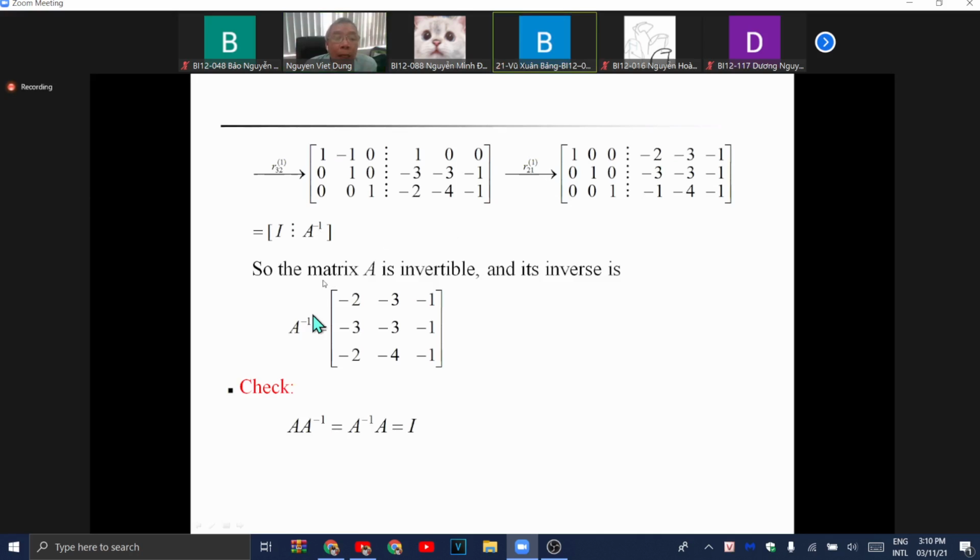Then we say the matrix A is invertible, and its inverse is exactly that one. You can verify it by multiplying them, and you get the identity matrix here. So in this slide, I show you an example about using Gauss general elimination to find the inverse of a square matrix. However, what I want you to remember is only the notation for the operation here.